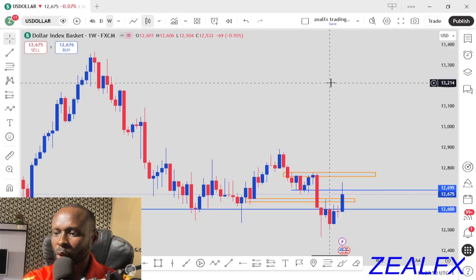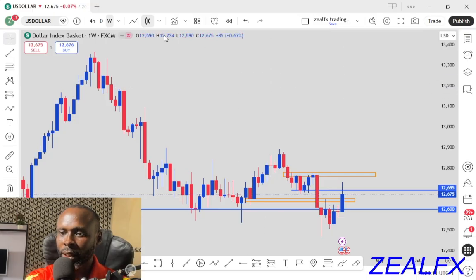So long as we have the anatomy of the candlestick indicating more bullish trend for us this week on the dollar index, our job is to look for more of the buying opportunity on the dollar index, which shows that the dollar still remains strong this week. So let's go back to the daily chart.